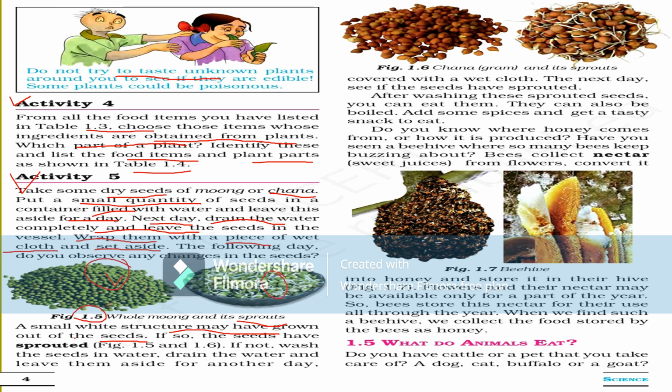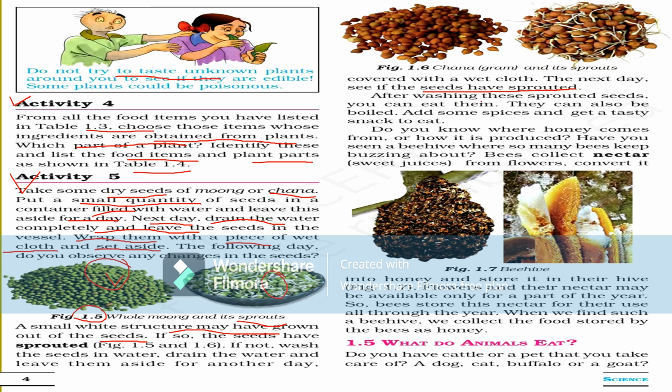If the seeds have not sprouted, wash the seeds again, drain the water and leave them aside for another day. After 2 days you will get some white structures. If you don't get them, it is not an issue. You can wash the grains again and keep them for one more day, covered with a wet cloth as you see. The next day, see if the seeds have sprouted.